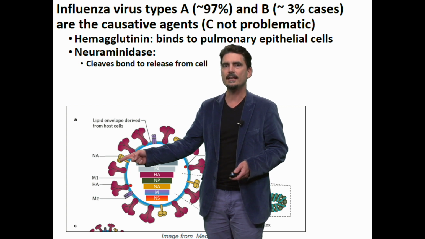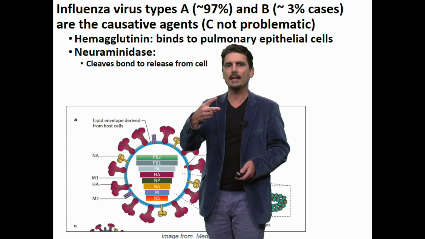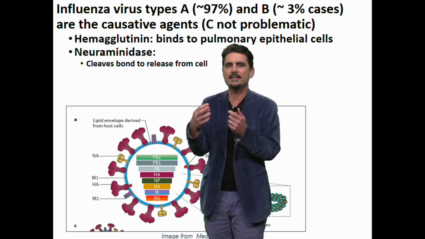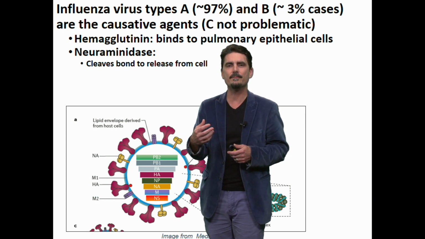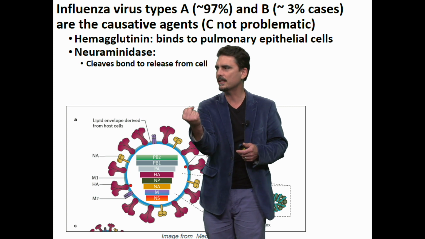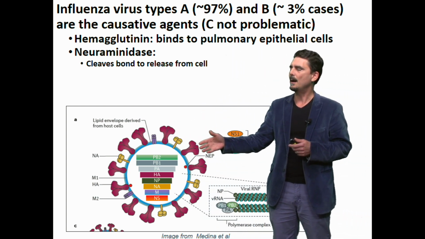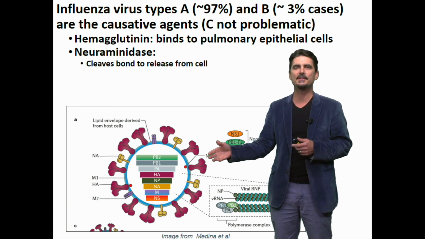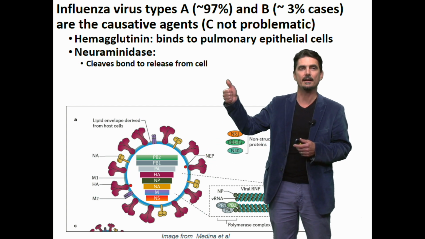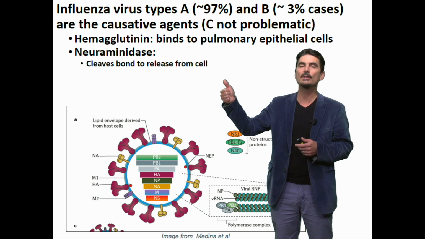We know that it is like scissors, where it allows the virus to cut a bond to get out of the cell, right? But how does it get in the cell in the first place? Remember, it's got a protein sticking out. So which of these do you think binds to pulmonary epithelial cells? It's right up there. That's right, hemagglutinin.